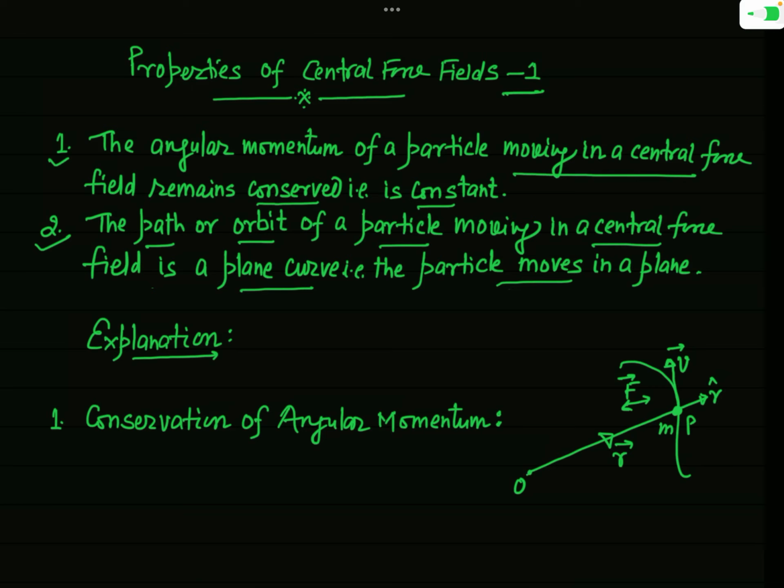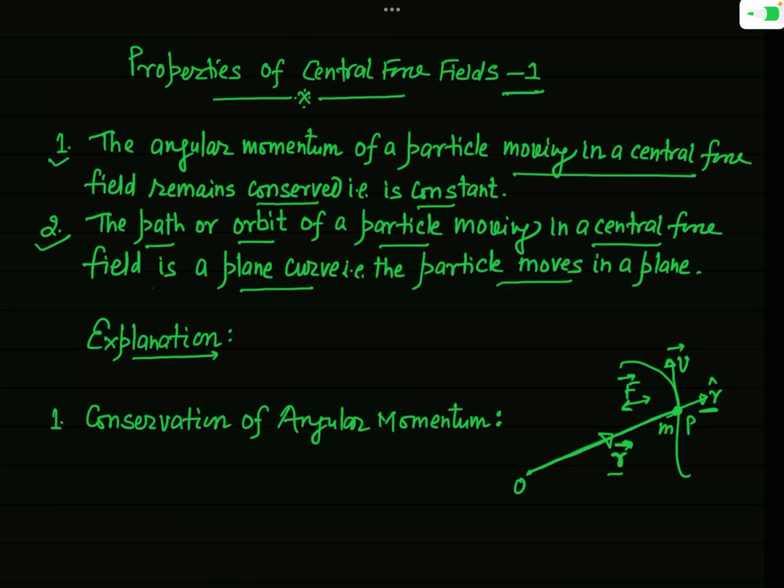Now you can see that at any moment t, the position vector of this particle P with respect to the center of force O is marked by this vector r. So r is the position vector or the radius vector of the particle at any moment with respect to the point O, which is the center of force. In the direction of this radius vector r, you take the radial unit vector r hat. I have marked here r hat. This is the radial unit vector which is directed along the vector r.